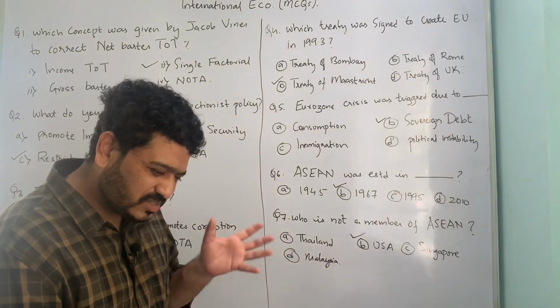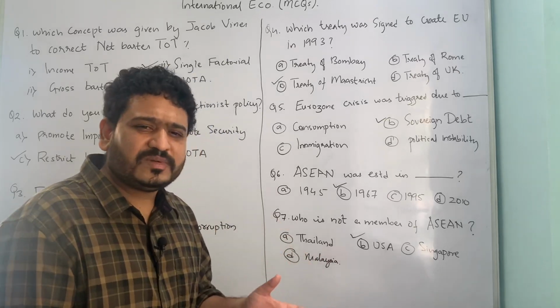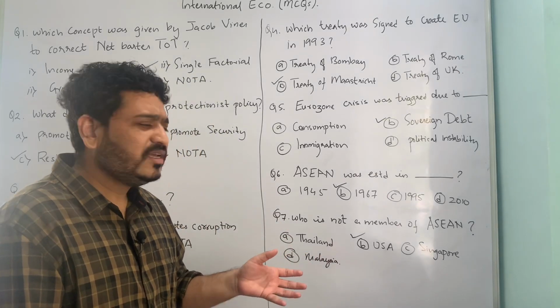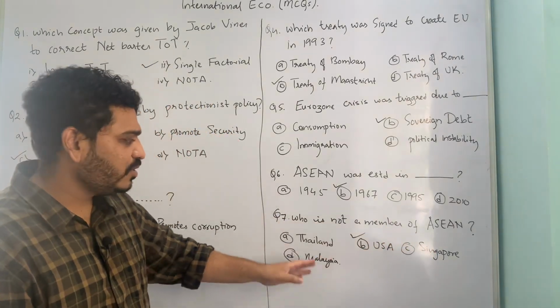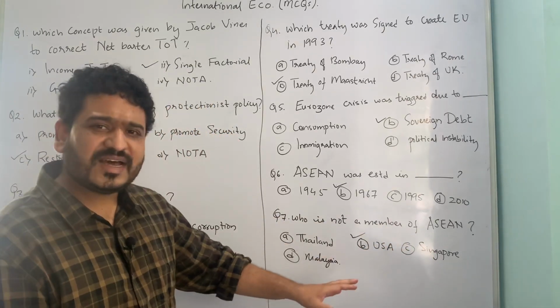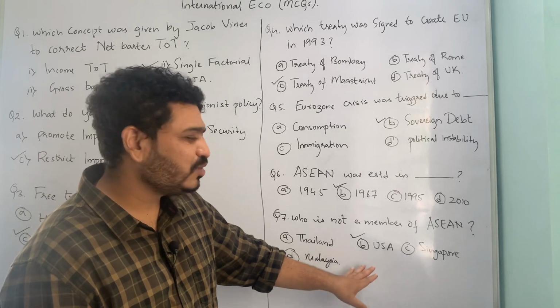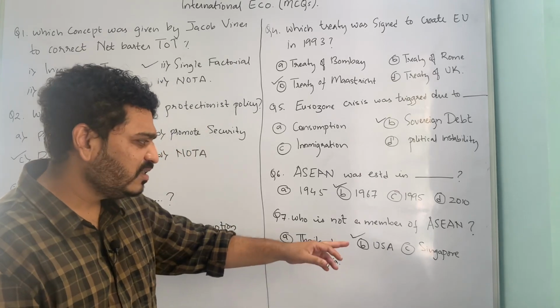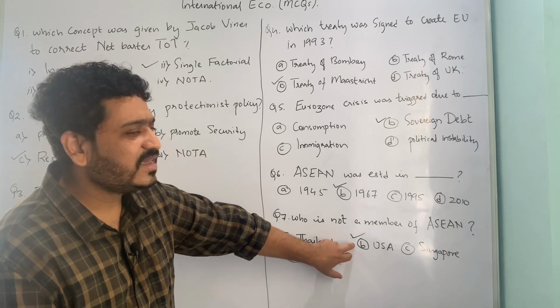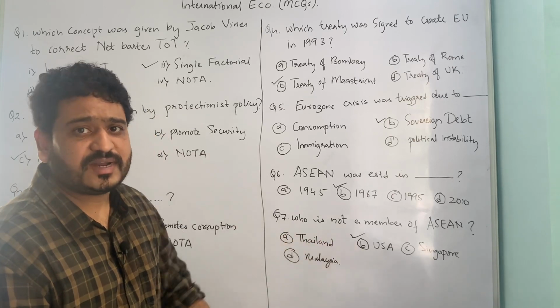If you give it a thought, and know a little bit of geography, you can see that these are Southeast Asian nations: Singapore, Thailand, Malaysia. The only option which is vague to us is the United States of America, so you can eliminate the other three and guess the correct answer, which is the United States of America.